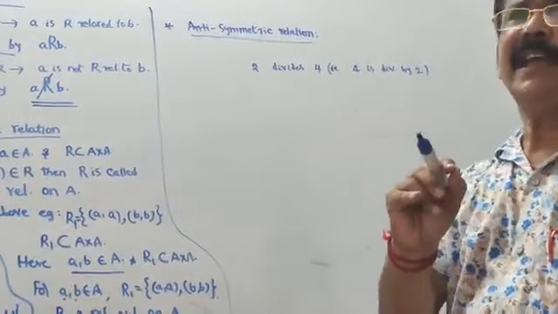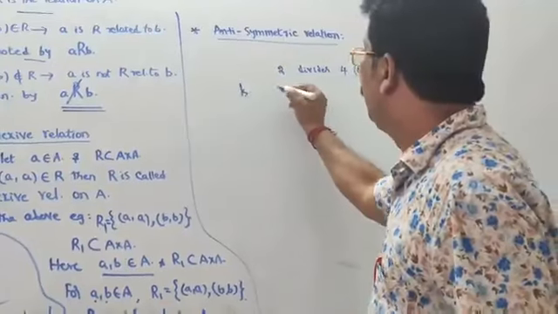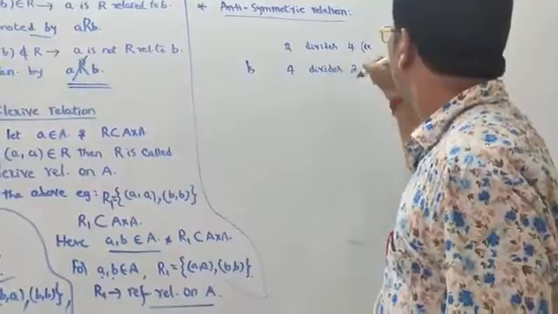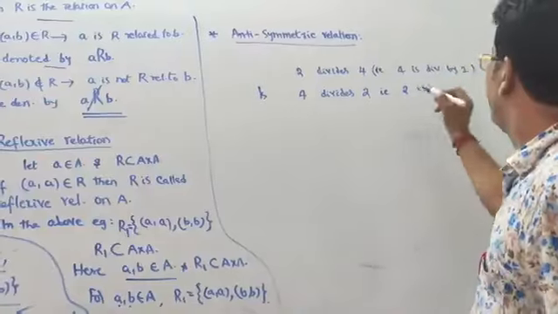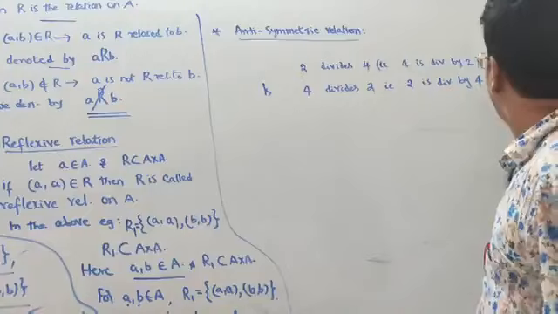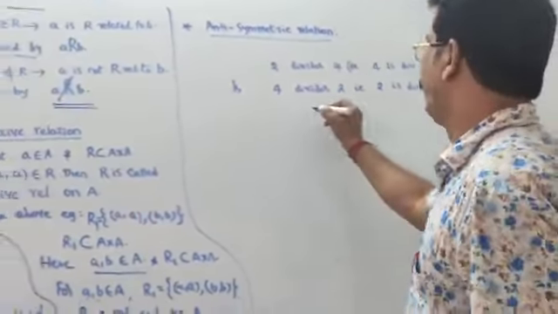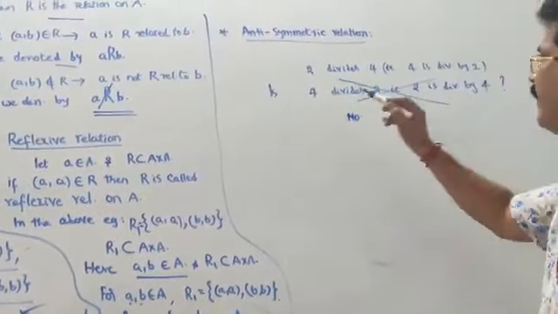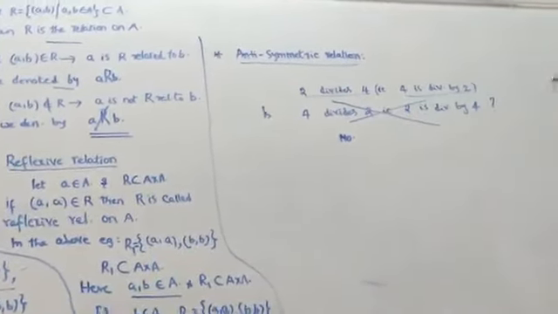Okay. I am asking a simple question. Does 4 divide 2? That is, 2 is divisible by 4? What will be your answer? No. Means what? It is not possible, when 2 divides 4 or 4 is divisible by 2.